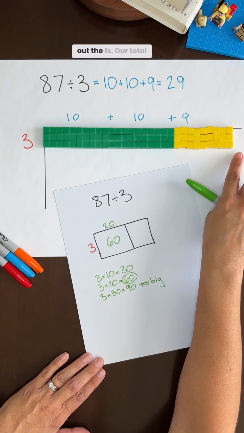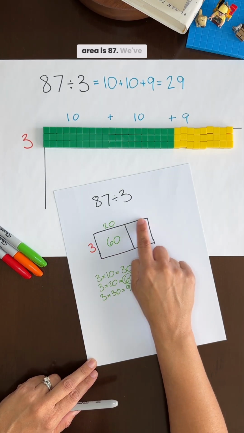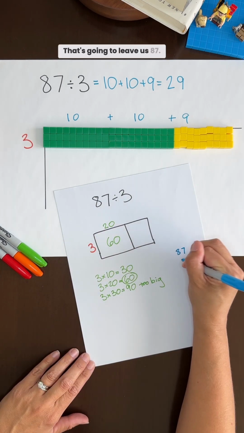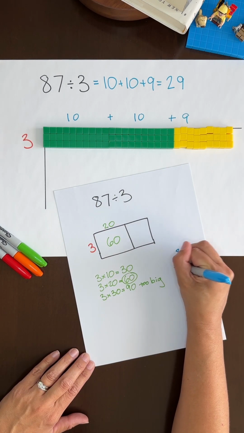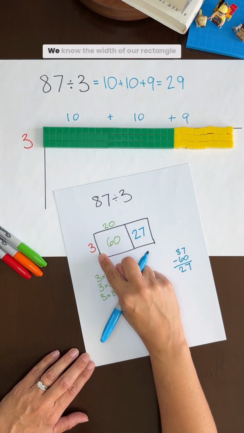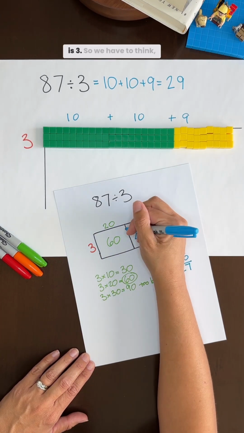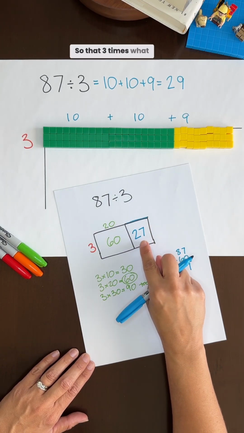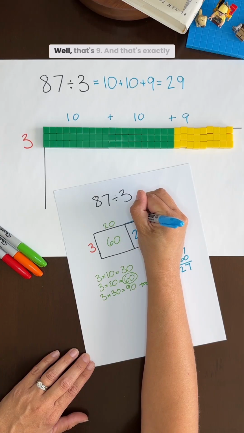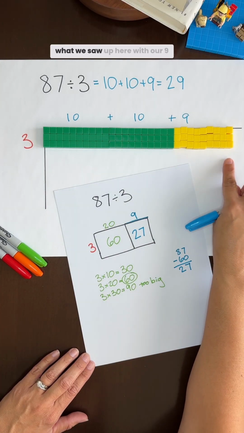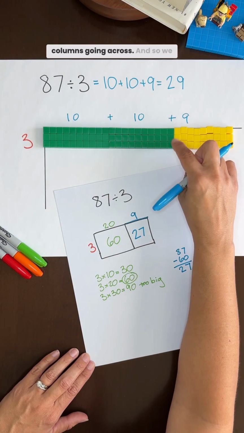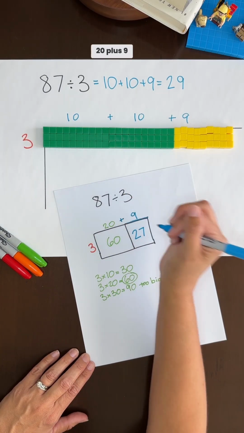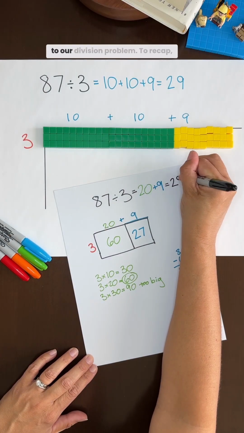Now let's figure out the ones. Our total area is 87. We've used up 60 of our blocks so far. That's going to leave us 87 take away 60, is 27 unit blocks remaining. We know the width of our rectangle is 3, so we have to think, what would the length here be? So that's 3 times what equals 27? Well, that's 9. And that's exactly what we saw up here with our 9 columns going across. And so we see that the total length of our rectangle, 20 plus 9, is 29. And that's the answer to our division problem.